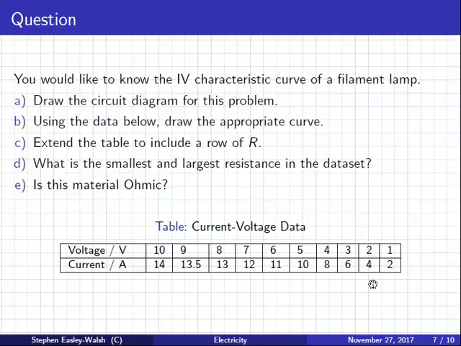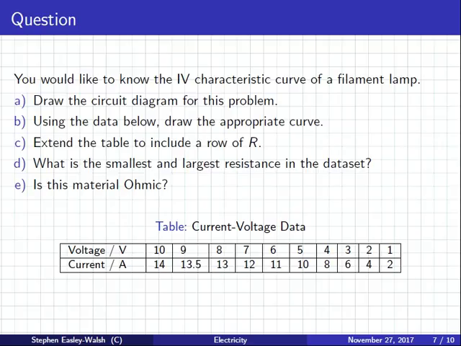So here's an example. We'll do this one together. You would like to know the IV characteristic curve of a filament lamp. Now, does anyone know what a filament lamp is? Yeah. So where would you see this nowadays? Because you don't really see them in the lights on the ceiling, because they're usually LEDs. They're usually energy efficient lights.